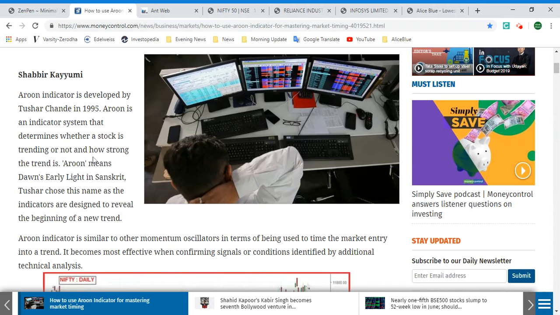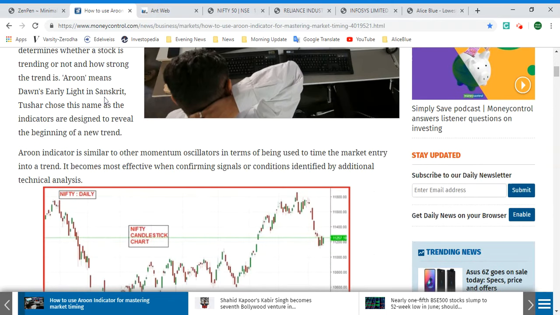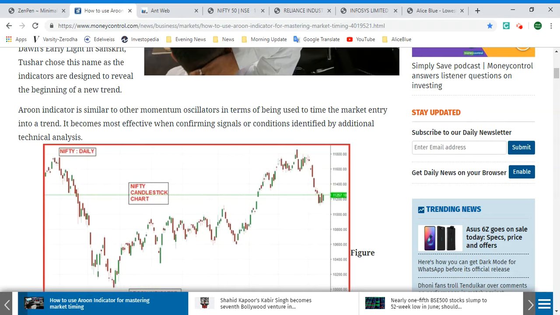The article itself gives you some basics. The Aroon indicator was developed by Tushar Chande in 1995. This is an indicator system that determines whether a stock is trending or not and how strong the stock is. We also have some origin of the indicator's name. The Aroon indicator is similar to other momentum indicators in terms of being used to time the market entry into a trend. It becomes most effective when confirming signals or conditions identified by additional technical analysis.